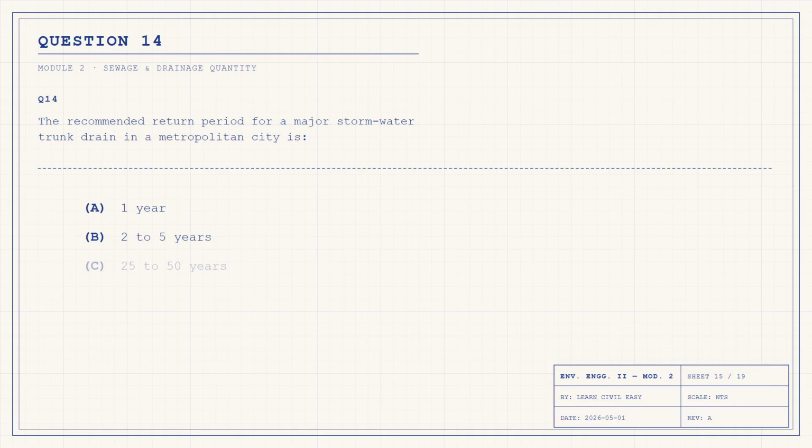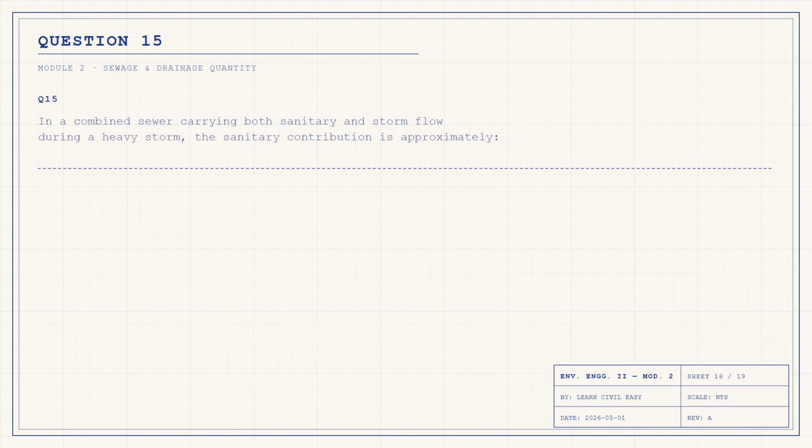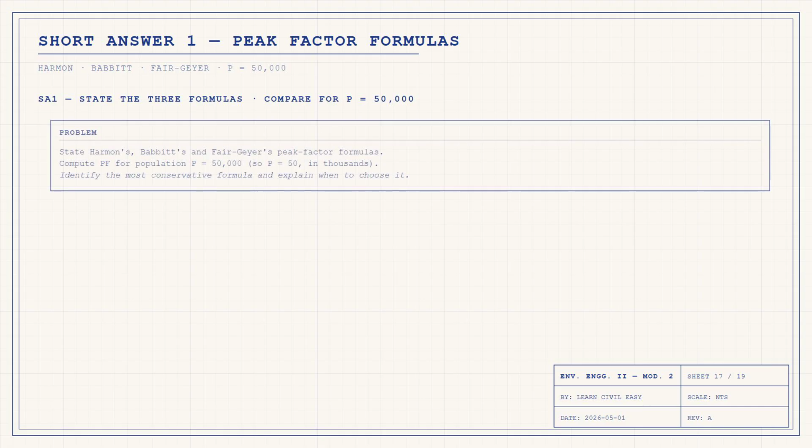Question 14. Recommended return period for a major stormwater trunk drain in a metropolitan city. Residential drains use 2 to 5 years. Major trunks need 25 to 50 years. The answer is C. Question 15. In a combined sewer during heavy storm, the sanitary contribution to the combined peak is only 5 to 10%. Storm flow can be 50 to 100 times dry weather flow. The answer is A. Now to the short answers.